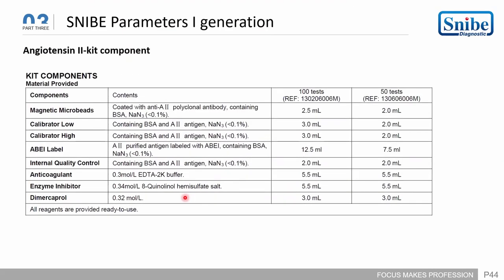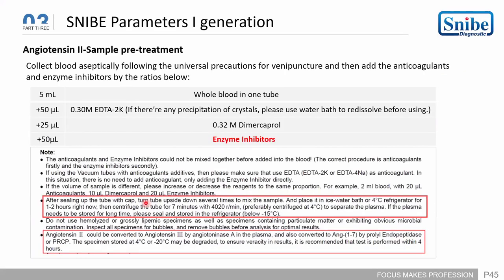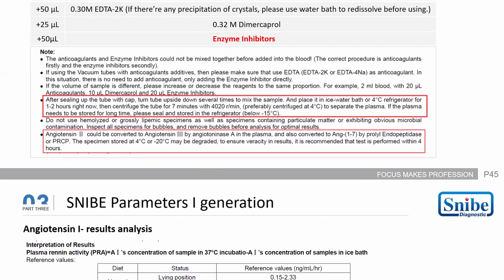Okay. So the angiotensin 2 kit component also contains dimercaprol and enzyme inhibitors, so these new reagents are ready to use. Angiotensin 2 sample pre-treatments are more or less the same. You can use that after sealing the tube. The recommendation is to mix with that, and then they can be stored and converted, and this is the process for that.